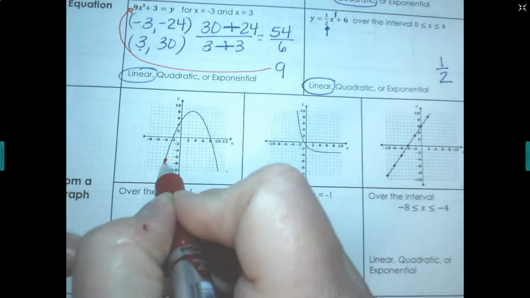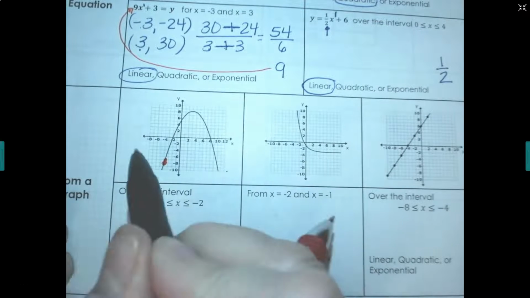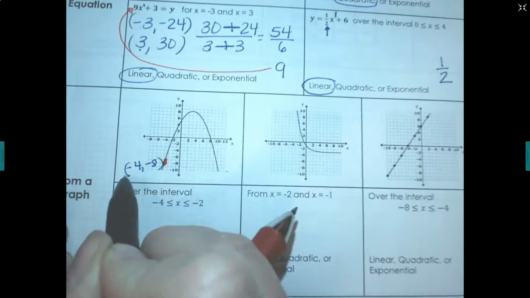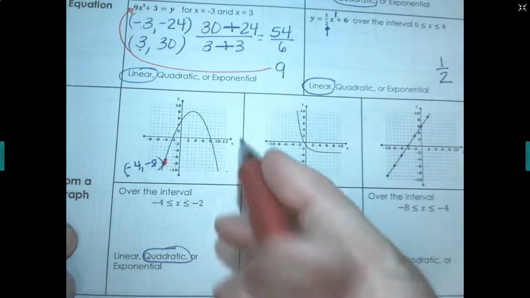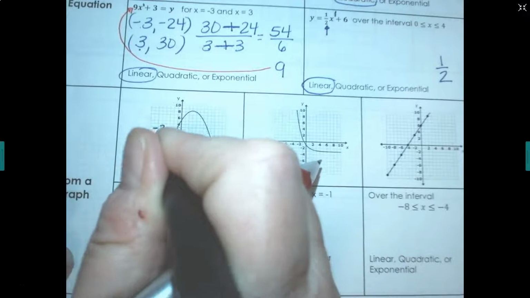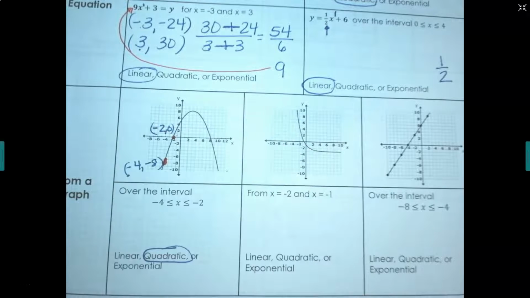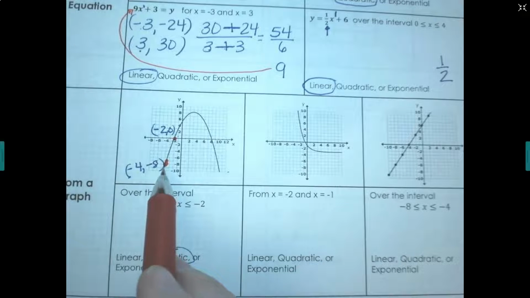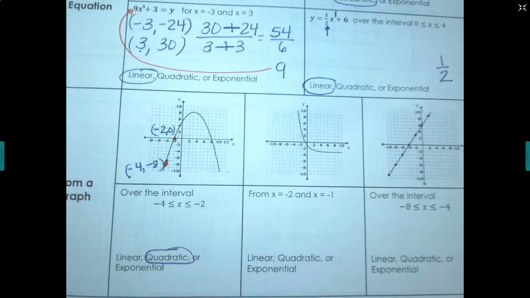Actually, I think it's down one more. There we go. This is going to be at -4, -8. And where x is -2, that's our x-intercept right there. -2, 0. So we're naming the point. If the x value is -4, what does the rest of the point have to be on the graph?